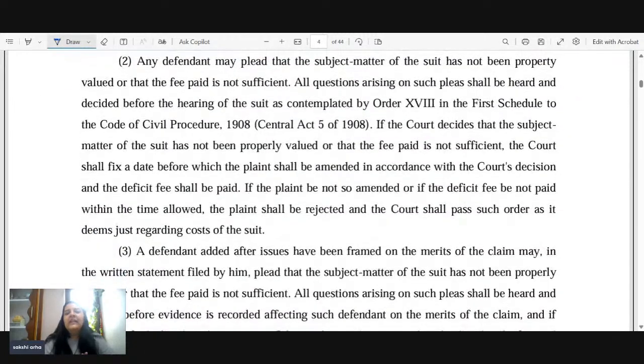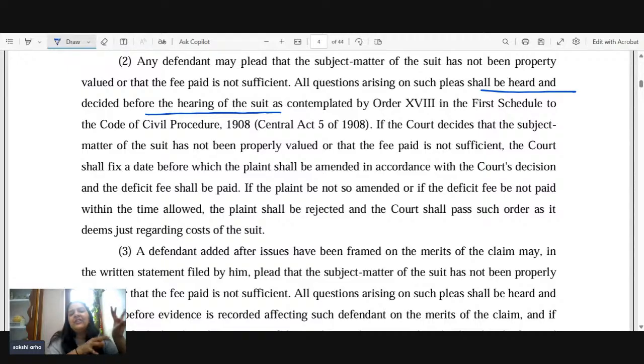Now, any defendant may plead that subject matter has not been properly valued. Now, this is not only the court's duty to check that, but also the defendant can plead. Defendant भी इसको plead कर सकता है कि subject matter properly valued नहीं है या जो fee pay की है वो sufficient नहीं है. Then all questions arising on such plea shall be heard and decided before the hearing of the suit. ये जो सारे questions है, any question with regard to suit fee or subject matter of the suit or valuation of the suit shall be decided before starting the hearing.